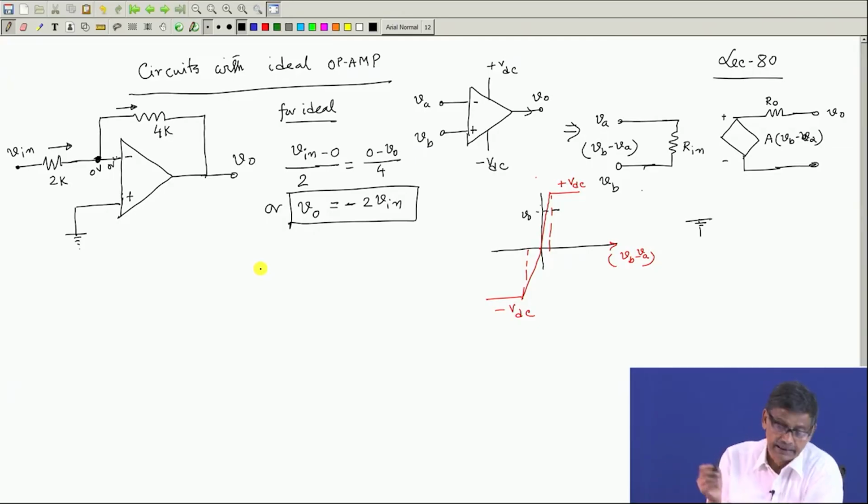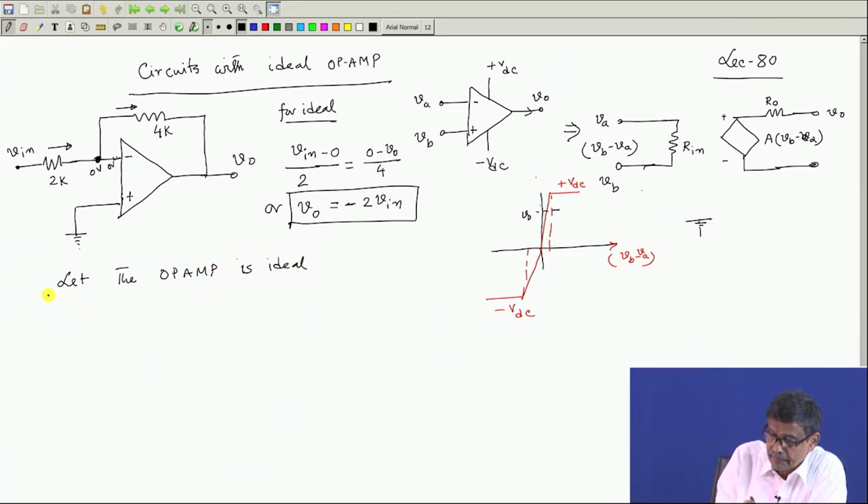Now, suppose let us say that this op amp, the same circuit, I will give you some numbers. Say let the op amp is not ideal and it has got this thing. Suppose this R in of the op amp is say 1000 K or 100 K, let us assume.